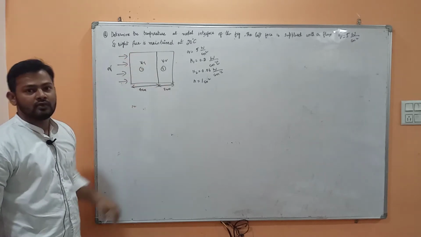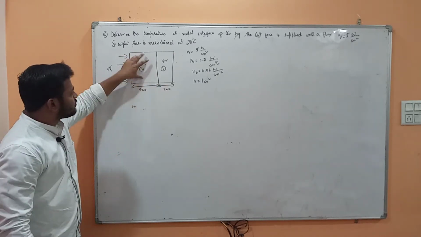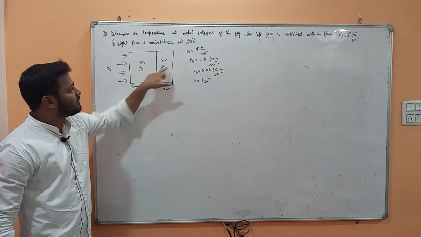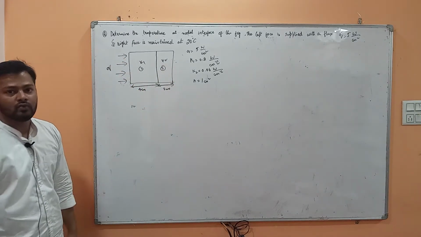These are composite walls which are made up of two materials. Material 1 has a thermal conductivity of K1, and material 2 has a thermal conductivity of K2.